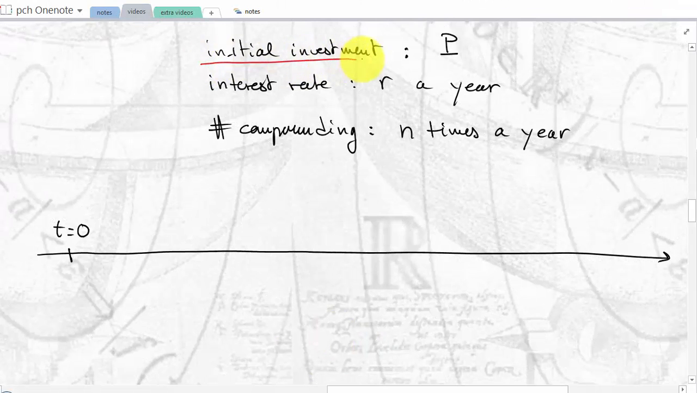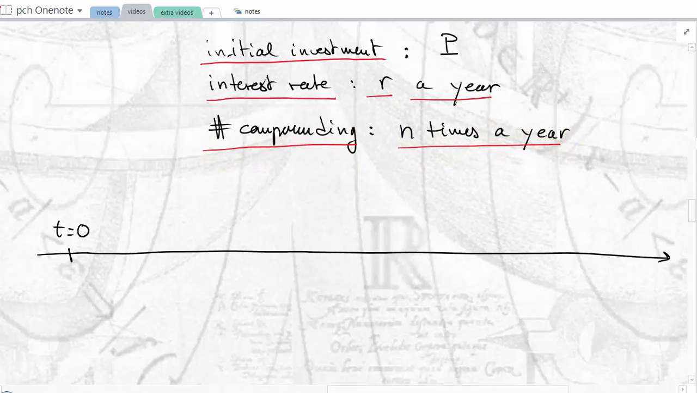We have an initial investment of P dollars. We have an interest rate of R a year, so whatever percent a year, and the number of compounding is N times a year. We're going to compound N times a year. Therefore, the interest you're going to add at the end of a compounding period, since you have N compounding periods a year, is R divided by N. Remember, the 12% semi-annually is 6% at the end of 6 months, and another 6% at the end of another 6 months. Monthly is 1% every month. They all have to add to 12%: 6% plus 6%, 12%; 1% plus 1% plus 1% and so on, 12%. So you take the interest rate and you divide it by the number of compounding periods.